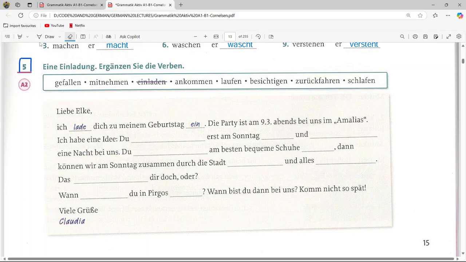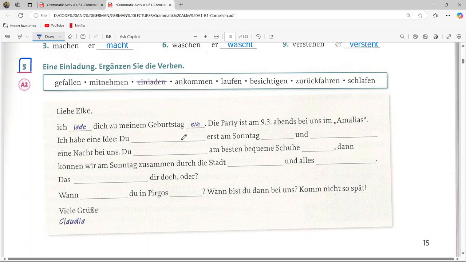Okay, so liebe Elke, so dear Elke, ich lade dich zu meinem Geburtstag ein. So einladen is crossed out. So I invite you to my birthday. Die Party ist am 9. März abends bei uns im Amalias. So the party is on 9th March at night with us in the Amalias, maybe a restaurant. Okay, now she is saying ich habe eine Idee. So I have an idea.